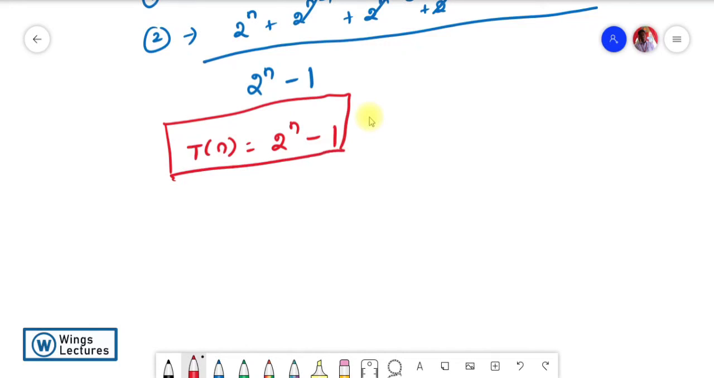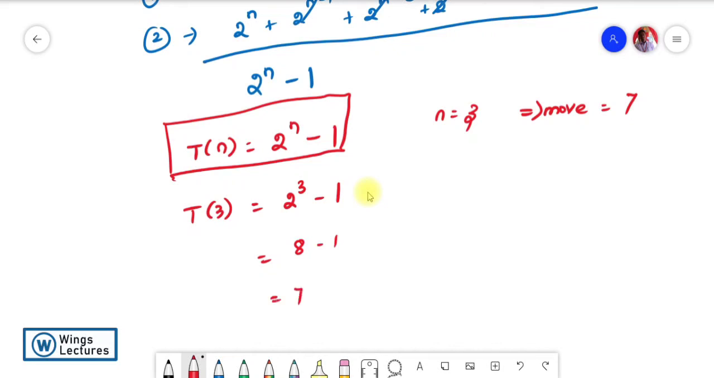So the next thing is, you can take n is equal to 3, that was the example which you have seen, right? If n is equal to 3 means the total moves would be 7, right? So let's check with this n value. T of 3 is equal to 2 power 3 minus 1, so what would be the answer? 8 minus 1, it is going to be 7. So the time complexity for 3 inputs is going to be 7, right? So hence we have proved it.